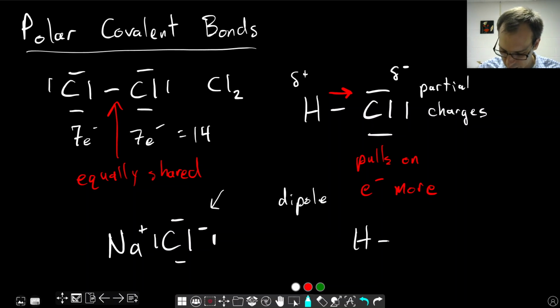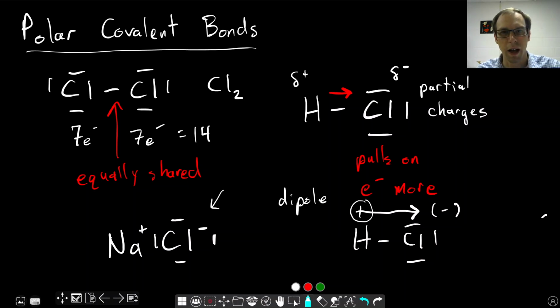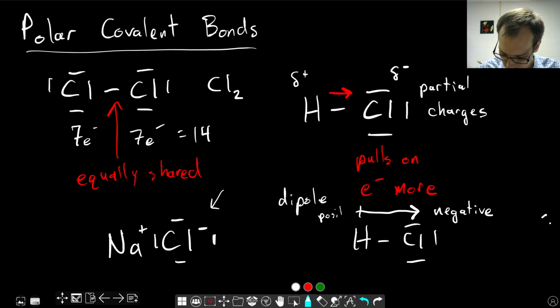Another way we can represent this, and you'll sometimes see this as well, is to draw an arrow pointing towards the negative side. The negative side is implied, and then the plus is embedded in the other side of this arrow. This is the symbol that's used, an arrow with a plus sign embedded on one side of it. The arrow points towards the negative side and points from the positive side. Again, this indicates a partial positive and partial negative charge, not a complete electron transfer, but something in between.